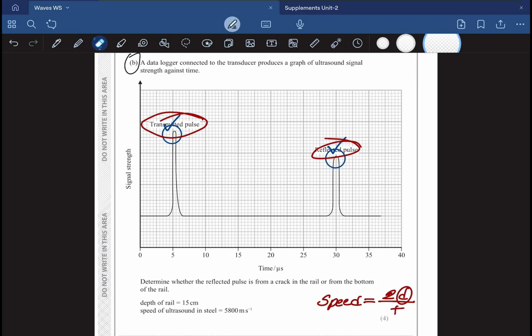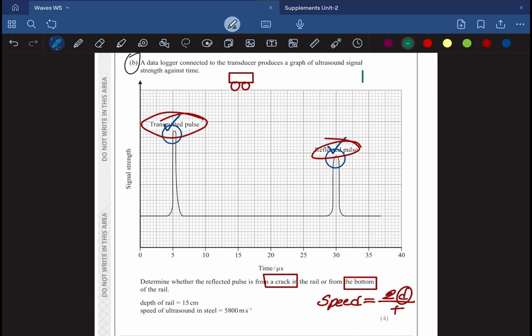Now let's move forward to this question. What does it say actually? It says determine whether the reflected pulse is from a crack in the rail or the bottom of the rail. If there is a crack, it will come back quickly, right? Because it will not reach the bottom.